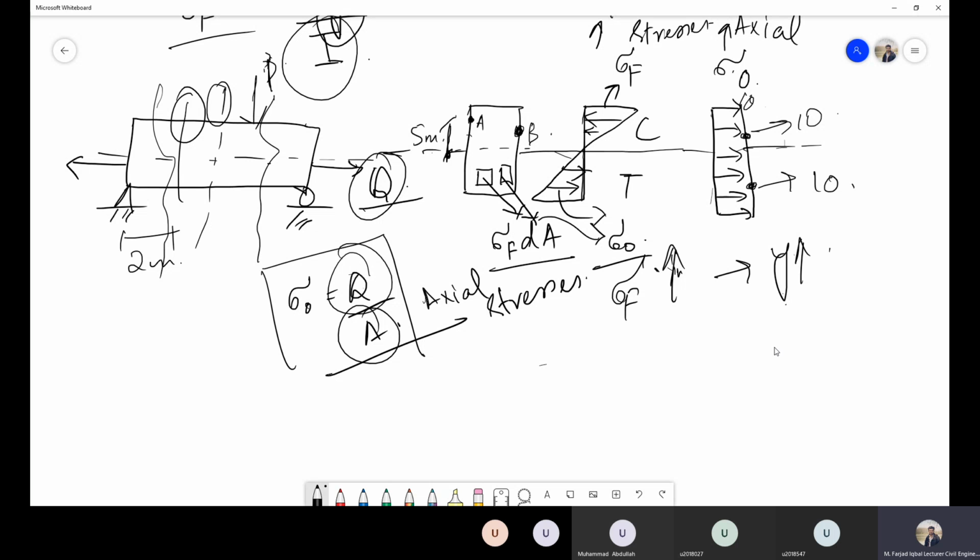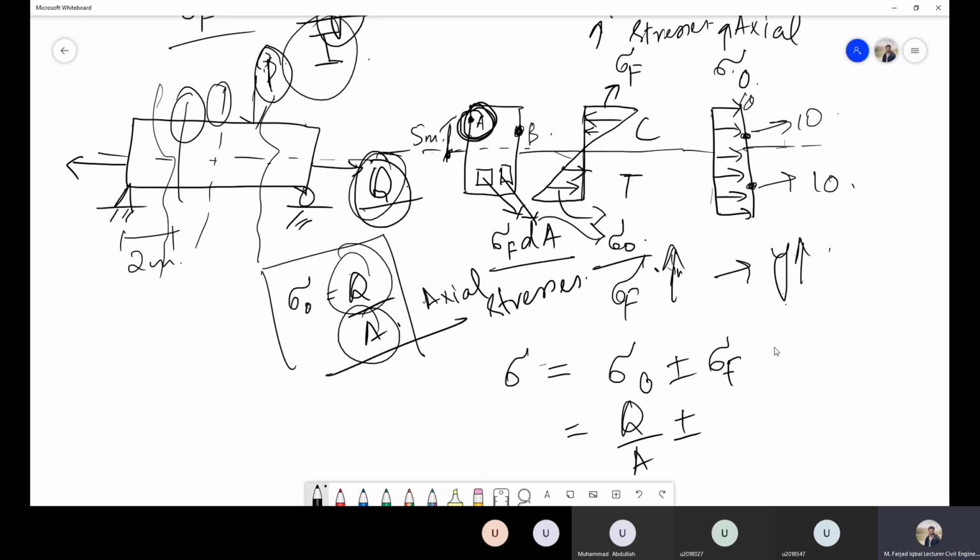So if a question has two loads, this P load and this Q load acting on the element, and it asks you to give the stress at this point A, then the stress at point A would be sigma naught plus minus sigma f. And what is sigma naught? Sigma naught is Q over A. Plus minus what is sigma f? My over I. So this is the whole idea of combined stresses.